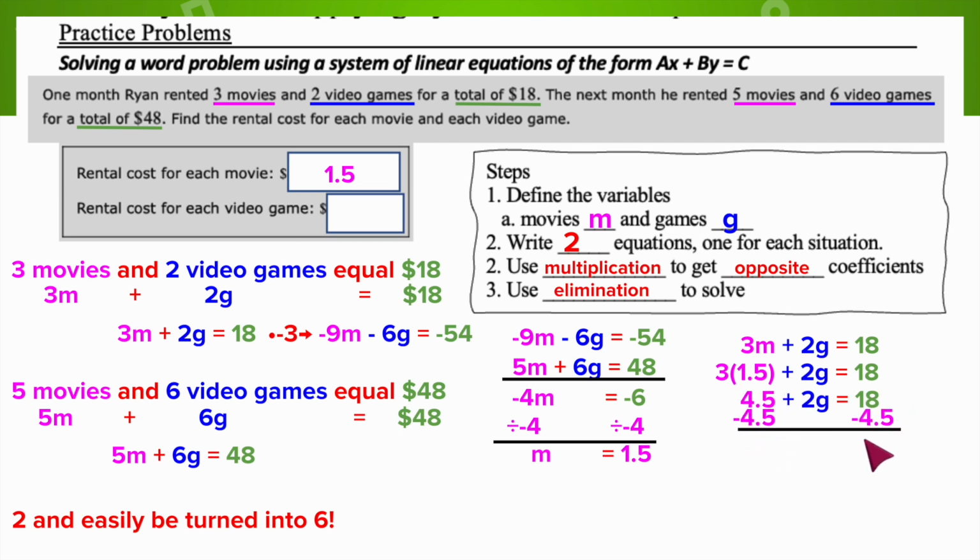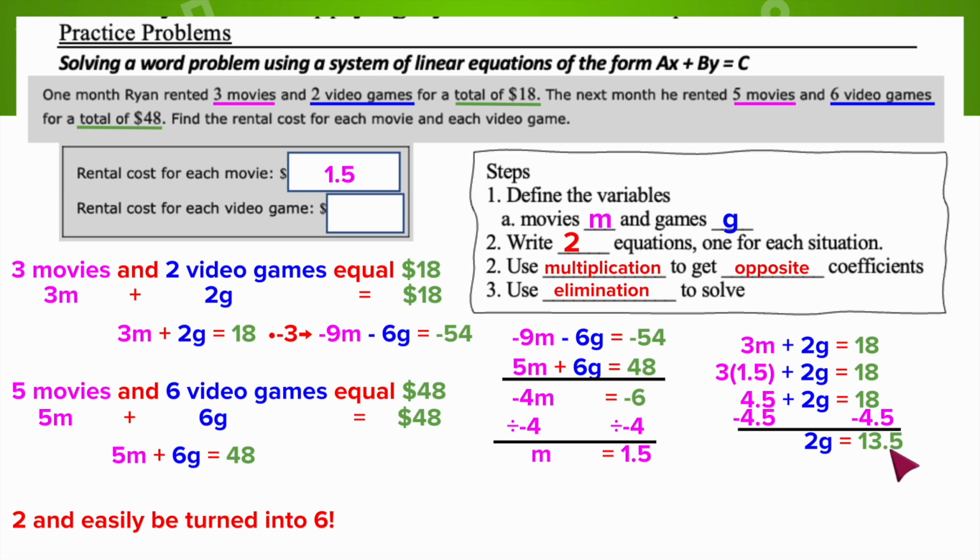I'm going to subtract that from both sides so that I can get 2g by itself, because 4.5 minus 4.5, sorry, I said negative at the beginning, 4.5 minus 4.5 is 0. 2g drops down, and that equals 18 minus 4.5 is 13.5. So he spent $13.50 on just games.